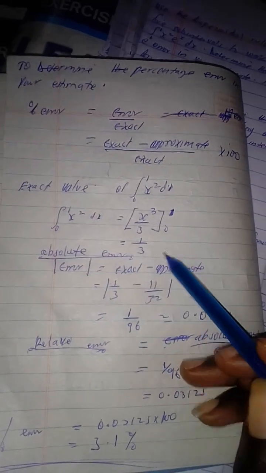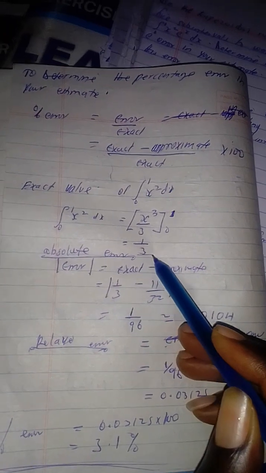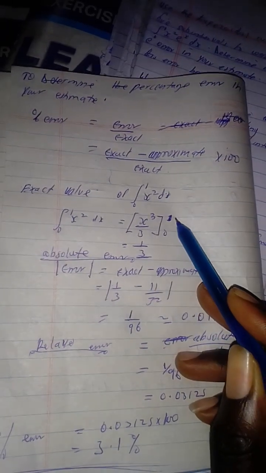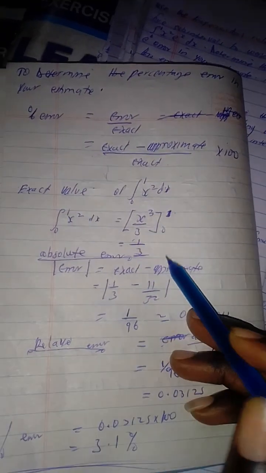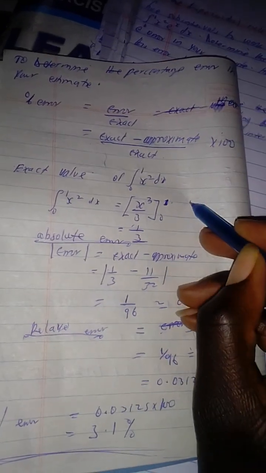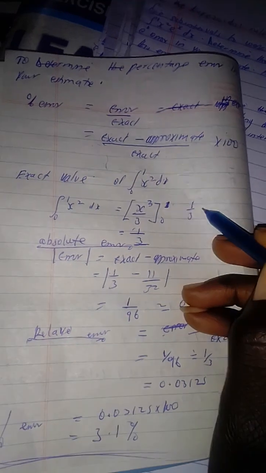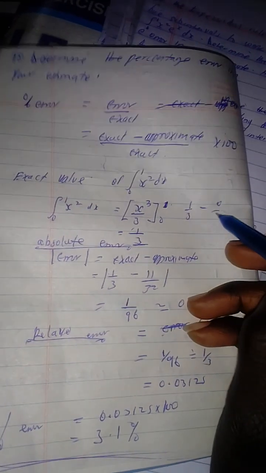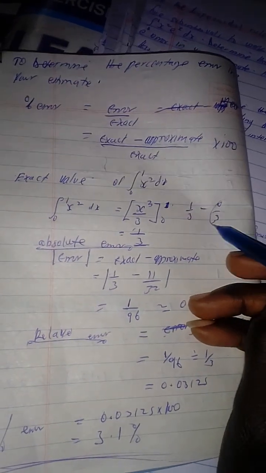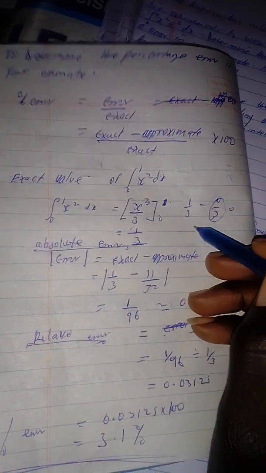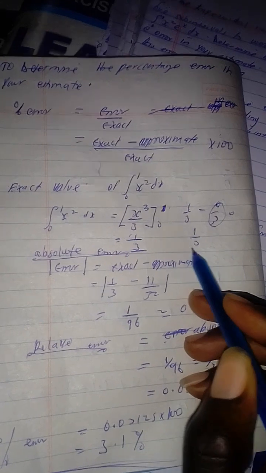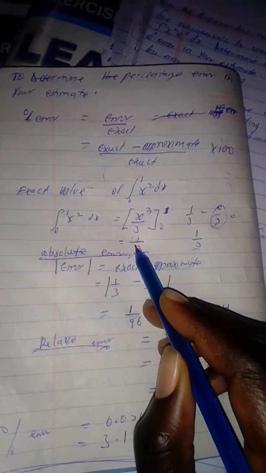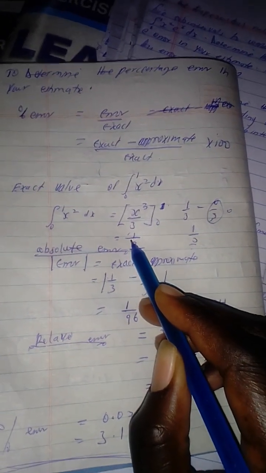And then after substituting the limits, it will be 1 cubed over 3, which is 1 over 3, minus 0 over 3. Now this one is the same as 0, no problem. Then we get 1 over 3, which gives us the exact. Now that one is for the exact.